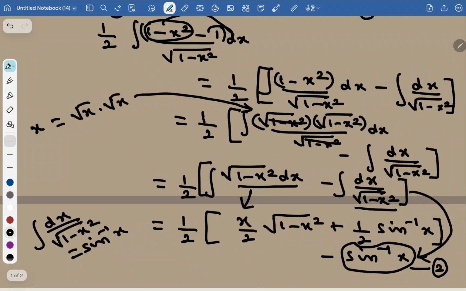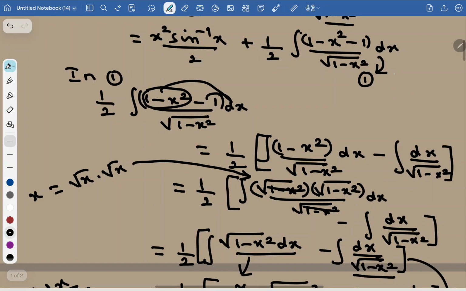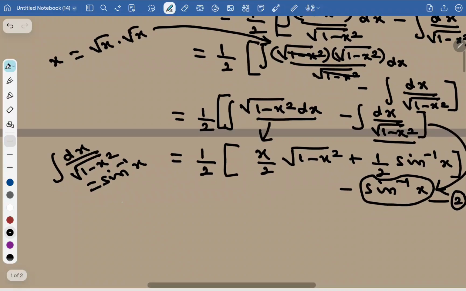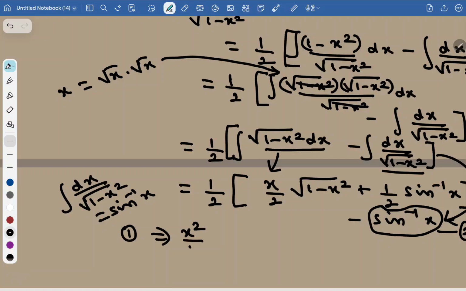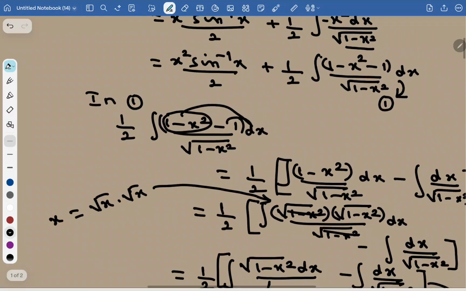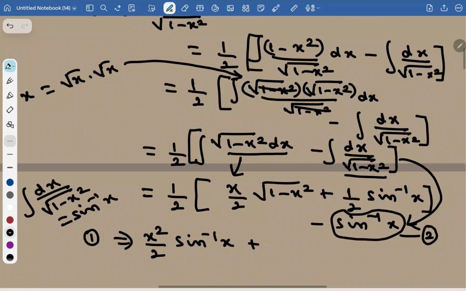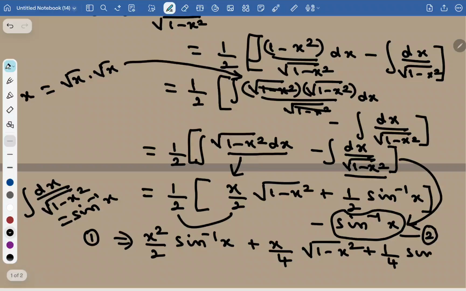Write this equation as 2, substitute 2 in 1. Equation 1 implies first term x square by 2 sine inverse of x plus 1 by 2 into x by 2, that is x by 4 root of 1 minus x square plus 1 by 4 sine inverse of x.